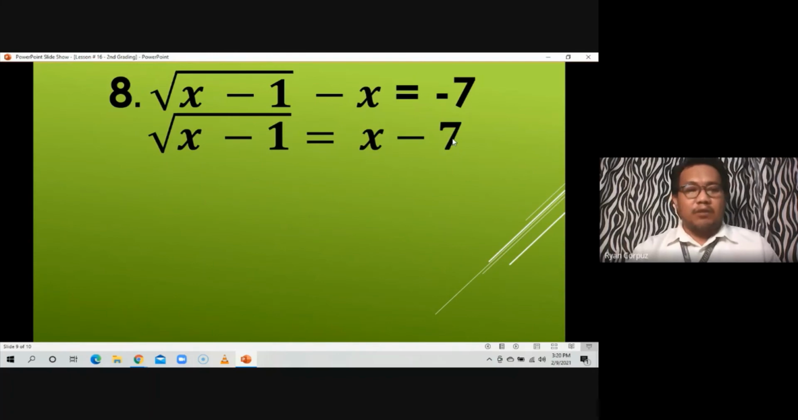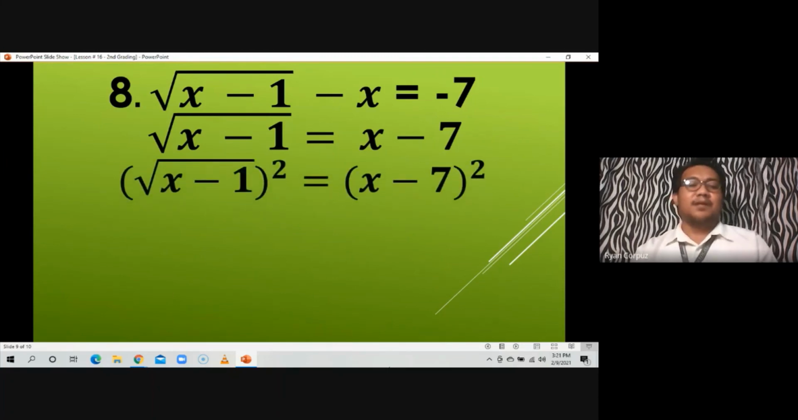Then just like what we did on example number 7, remove natin yung radical sign na to by raising both sides of the equation by the power same as the index. Kahit na walang radical dito sa right side, still we are going to raise it by the power same as the index. So since binomial ulit yun, we are going to raise that binomial to the second power. So magiging ganito ang kalalabasan. The square root of x minus 1 quantity squared is equal to x minus 7 quantity squared.